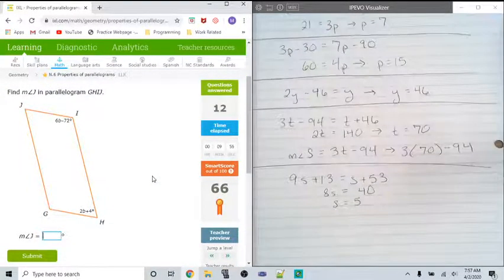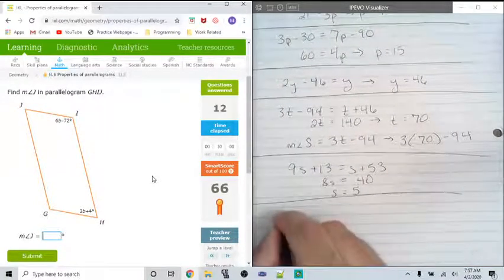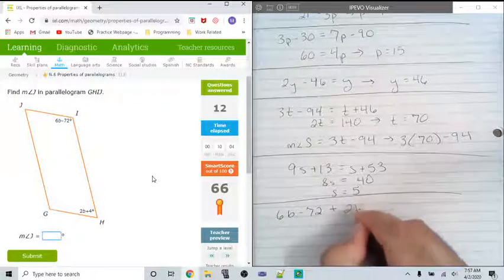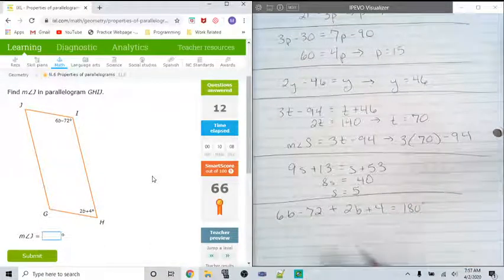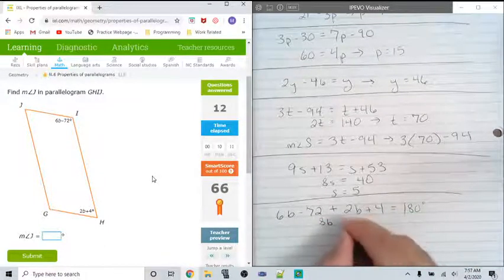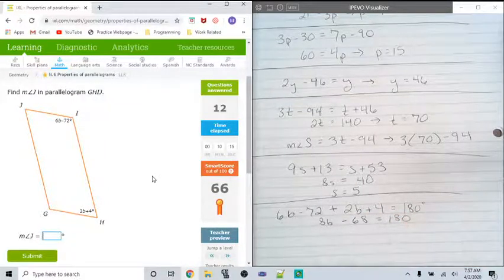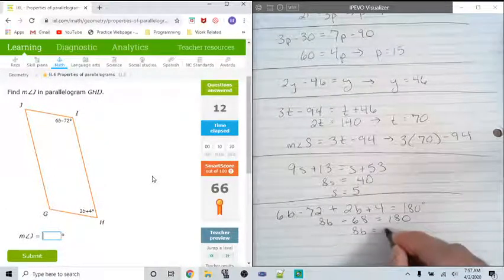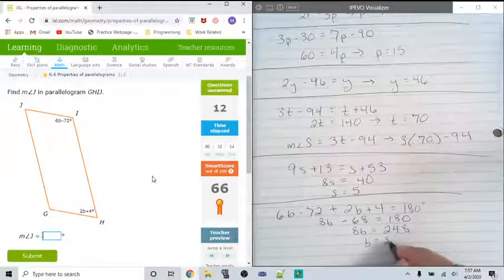All right, that's fine. Consecutive angles add up to 180 degrees. We have 8b minus 68 equals 180, so I just combine my like terms. I'm going to add 68 to both sides. We get 248. So b would have to equal 31. So we divide both sides by 8.